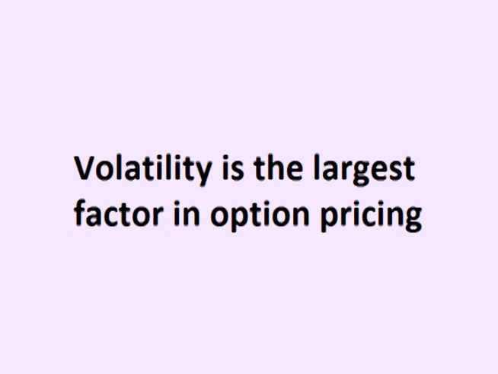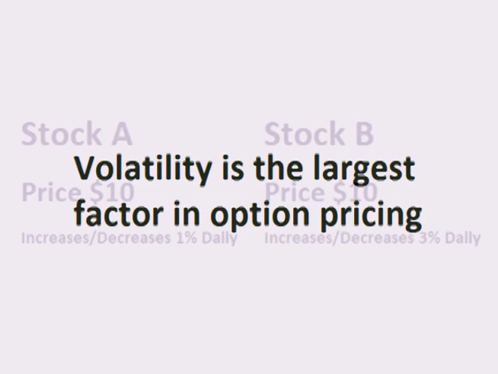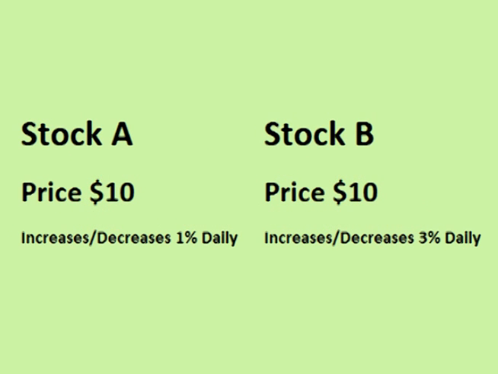Volatility is the largest factor in determining option pricing. Let's say that there are two stocks that are both priced $10 per share. One of these stocks goes up and down about 1% or 10 cents each day, and the other stock goes up and down about 3% or 30 cents each day.